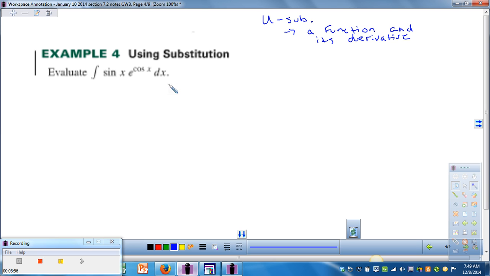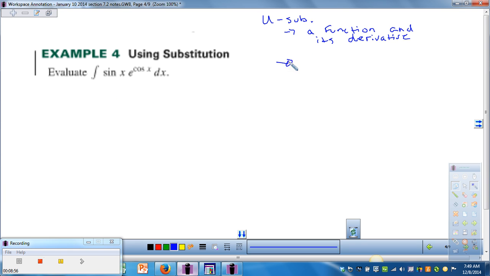What do you see? Sine and cosine. They are derivatives of each other, correct? The function and its derivative. So the function could be sine x and its derivative cosine x. Or the function could be cosine x and its derivative negative sine. It's okay if it's off by some multiplier constant, because we can adjust for that.